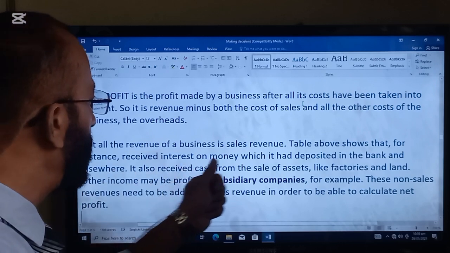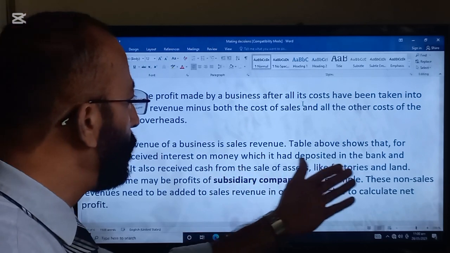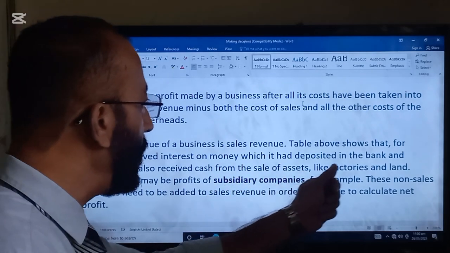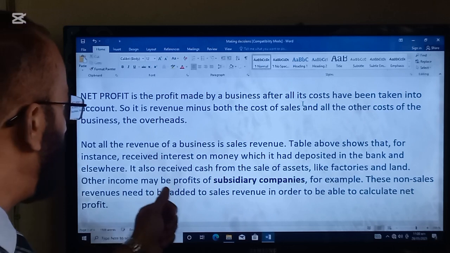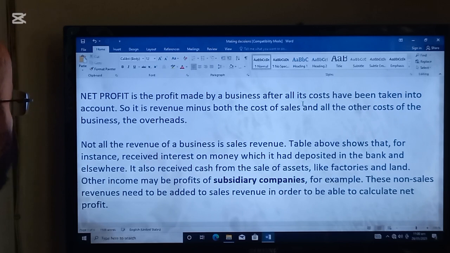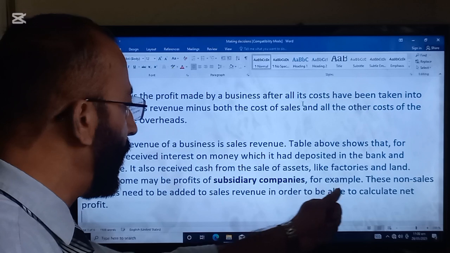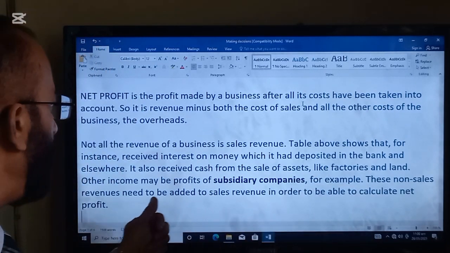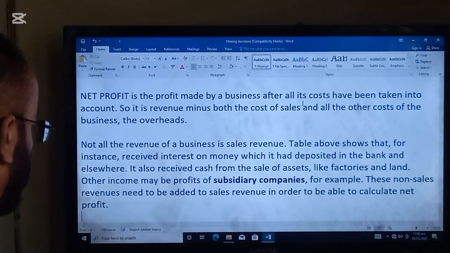Not all the revenue of the business is sales revenue. The table above shows that, for instance, it received interest on money which it had deposited in the bank and elsewhere. It also received cash from the sale of assets like factories and land. Other income may be profits of subsidiary companies, for example. These non-sales revenues need to be added to the sales revenue in order to be able to calculate net profit.